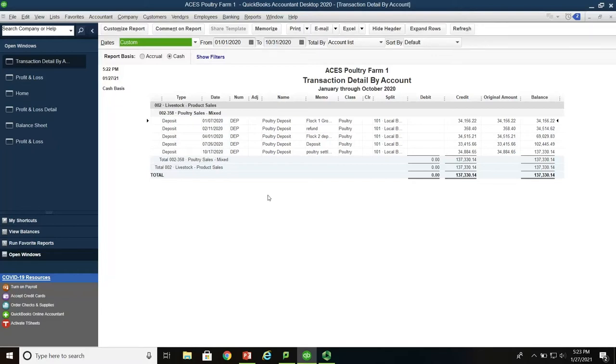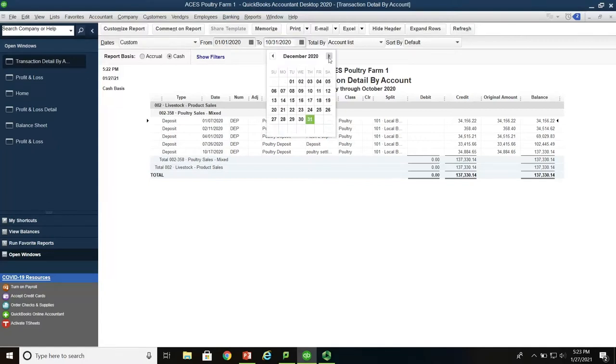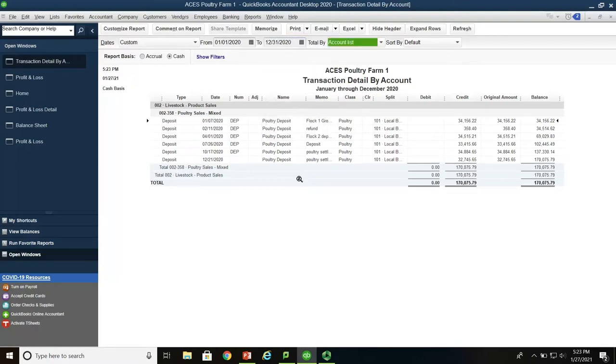Now, because we have actually completed the year end, we can see the answer to that. Let me change that to December 31st. And yes, we did. We had one final flock for the year on December the 21st for another $32,000 in sales. This is just one example of when you print out the report as of October the 30th, you can then forecast what your income and expenses are going to be for the year.